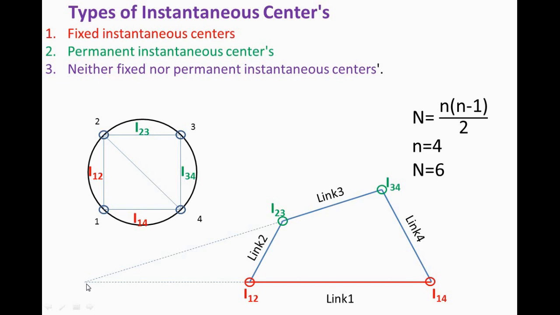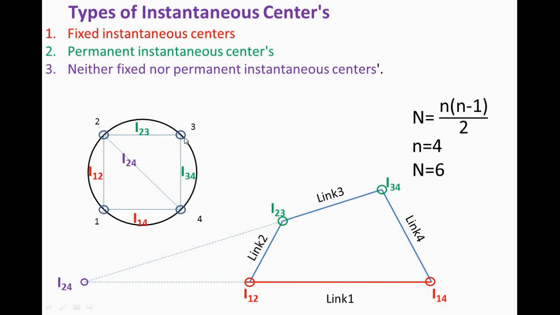So this is nothing but the fifth instantaneous center, which is neither fixed nor permanent, between 2 and 4. This is the I24 link. It is representing link 2 and link 4. I24 is the neither fixed nor permanent instantaneous center. Similarly, we need to locate the sixth instantaneous center. Yet we have identified 5 instantaneous centers. Here we can see that I12 and I14 are the fixed ones. I23 and I34 are the permanent instantaneous centers, and I24 is the neither fixed nor permanent instantaneous center.